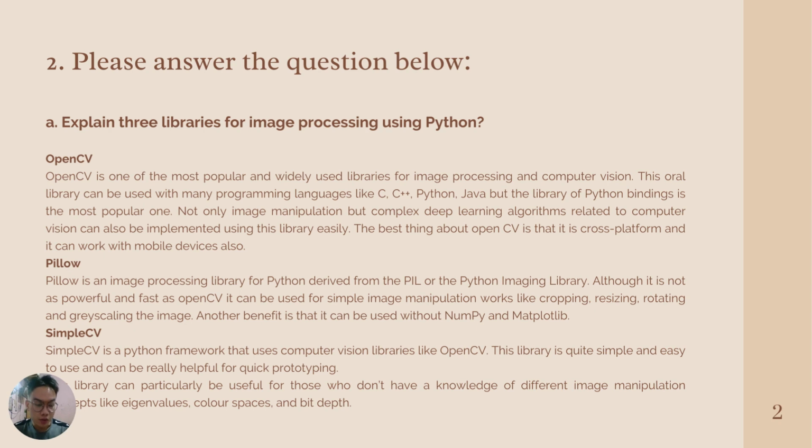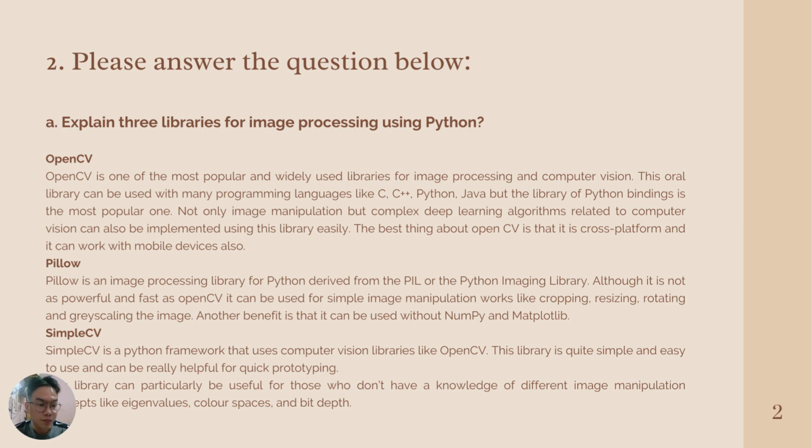Second, please answer the question below. A. Explain three libraries for image processing using Python. First is OpenCV. OpenCV is one of the most popular and widely used libraries for image processing and computer vision. This library can be used with many programming languages like C, C++, Python, Java, but the Python binding is the most popular one. Not only image manipulation, but complex deep learning algorithms related to computer vision can also be implemented using the library easily. The best thing about OpenCV is that it's cross-platform and it can work with mobile devices also.